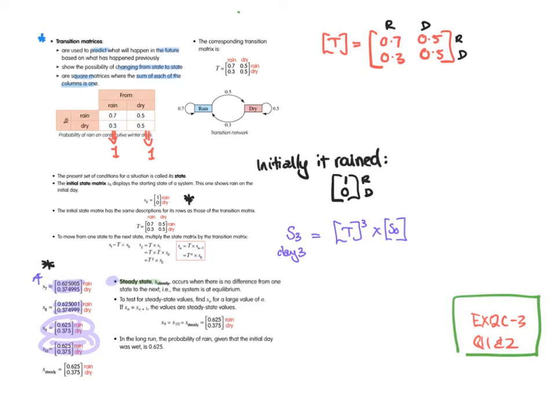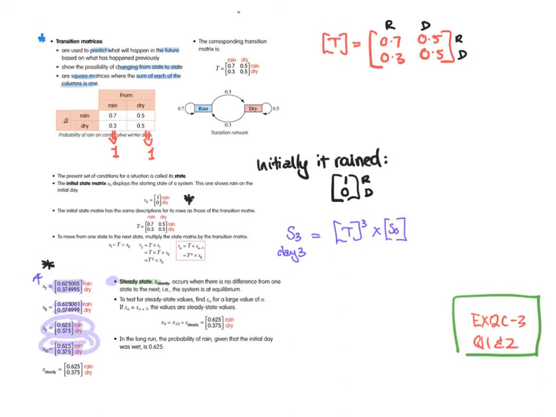So a steady state is when, after so many transitions, you hit a steady state. That means that's generally the trend. That's what's going to happen. So this steady state was reached at state 9. And then we can see that by state 10 it's the same.